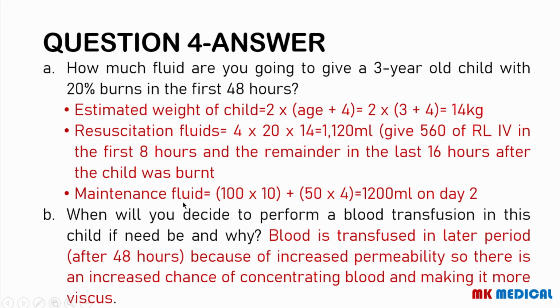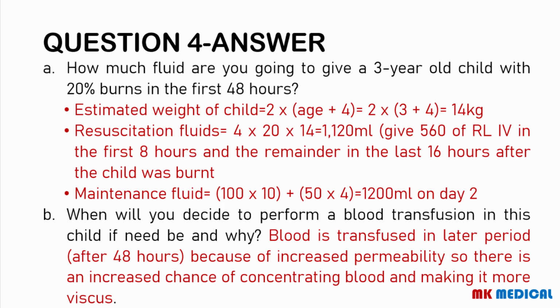Then when will you decide to perform a blood transfusion in this child if need be, and why? We do not give blood to people with burns in the first 48 hours. The reason being that this person has had extensive injury in their body. They have released a lot of cytokines. There's a widespread inflammation that's going on. So there is what is referred to as a systemic inflammatory response syndrome. So you have all these cytokines and all these interleukins that are flooding into the system, and they're causing certain changes on certain structures. Blood vessels are affected. So these blood vessels are going to vasodilate. They are also going to increase in their capillary permeability.